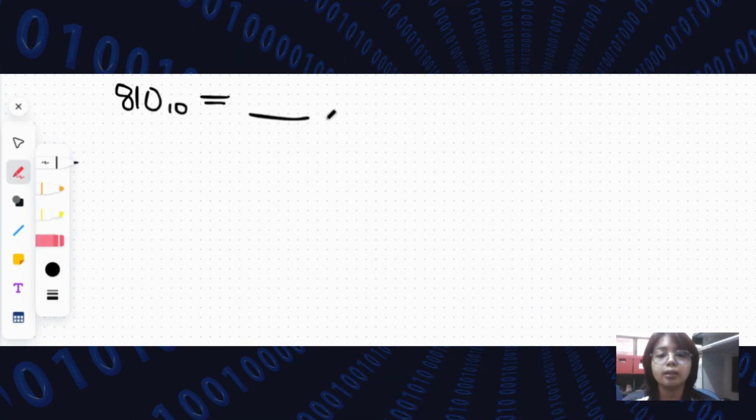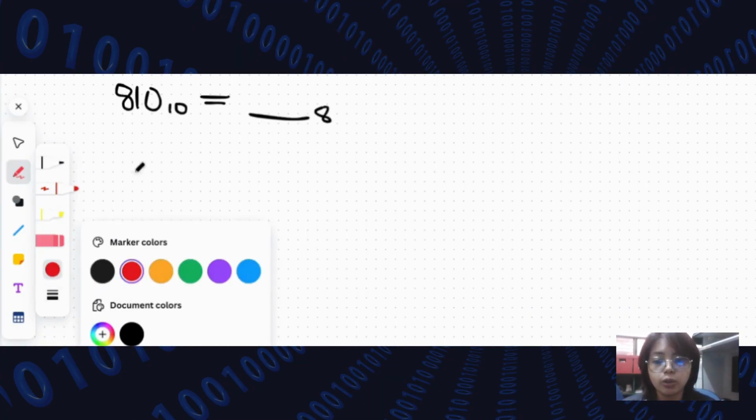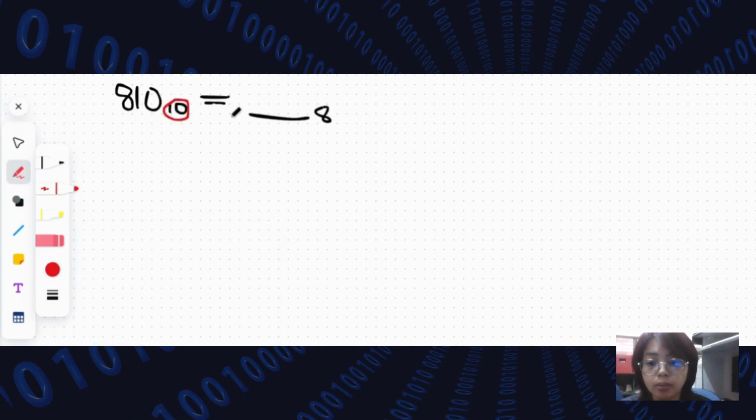So in writing our numbers, we should not forget to write the subscript of 10 because this is the base of decimal. And we should also not forget to write the subscript of 8 because this is the base of octal. We are doing this so that we will not mismatch the two when we are converting.